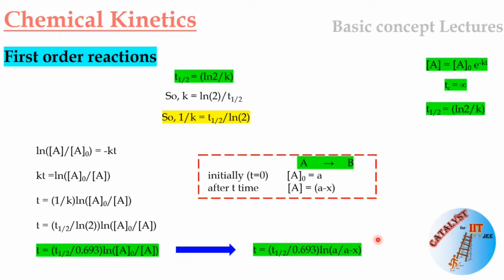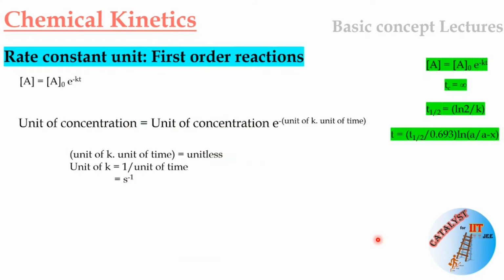first order reactions. Now if we try to formulate the rate constant unit that we have also seen in our lecture 2, what we can do from the equation is this. You know that for a first order reaction A equal to A naught e to the power minus kt. So the unit of concentration equals your unit of concentration into e to the power minus your unit of k into unit of time, because t has the unit of time.